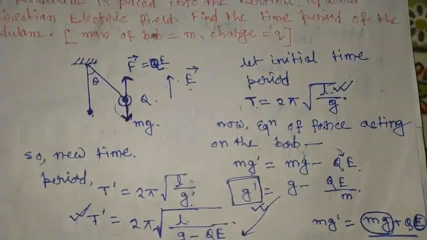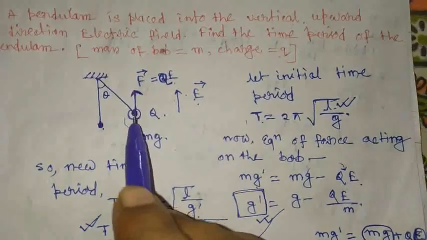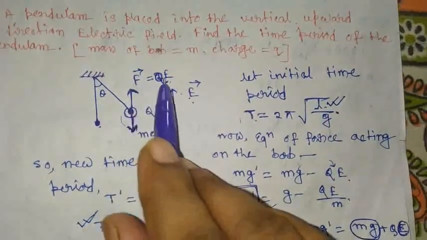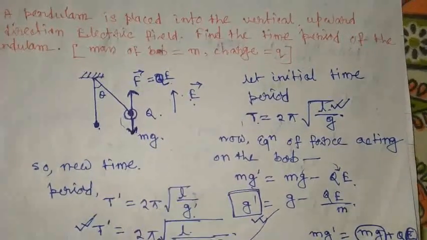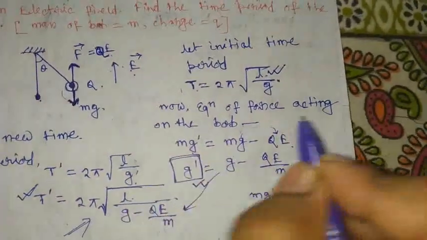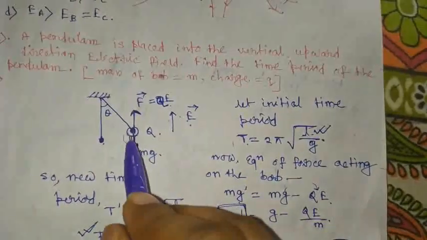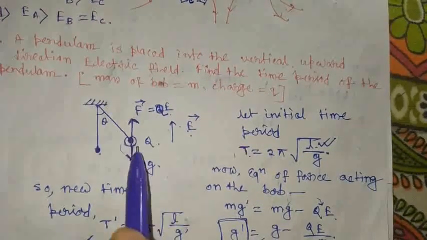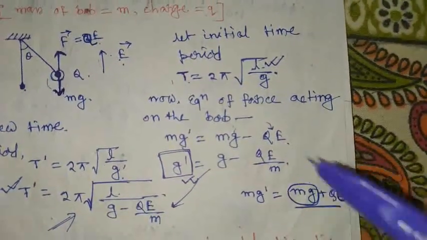Now, if we apply an upward direction of electric field on this bob of the pendulum, then two forces act on that bob. One is the Coulomb force, F is QE, and another force is due to gravity. So the force acting on this bob is mg prime, that is mg minus QE, because mg is acting in the downward direction, and the Coulomb force acting on that bob is in the upward direction. So now the forces are in opposite directions but in one line.